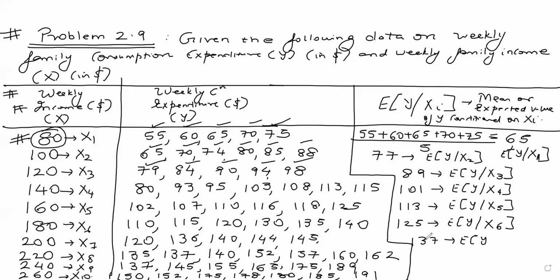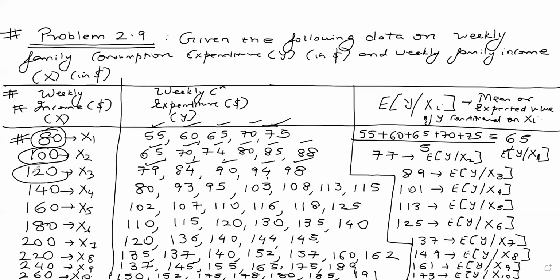137, which is the expected value of y conditional on x7, 149, which is the expected value of y conditional on x8, 161, which is the expected value of y conditional on x9, and the last one is 173, which is the expected value of y conditional on x10. So for every value of x, we add up the y values, we divide by the total number, we get the expected value of y conditional on a given value of x.